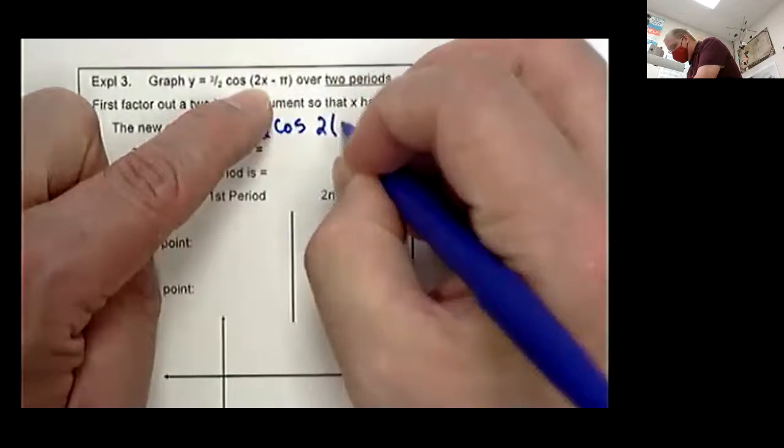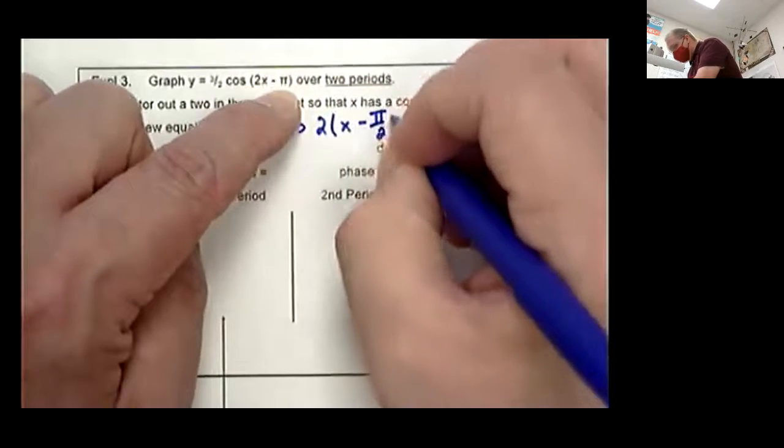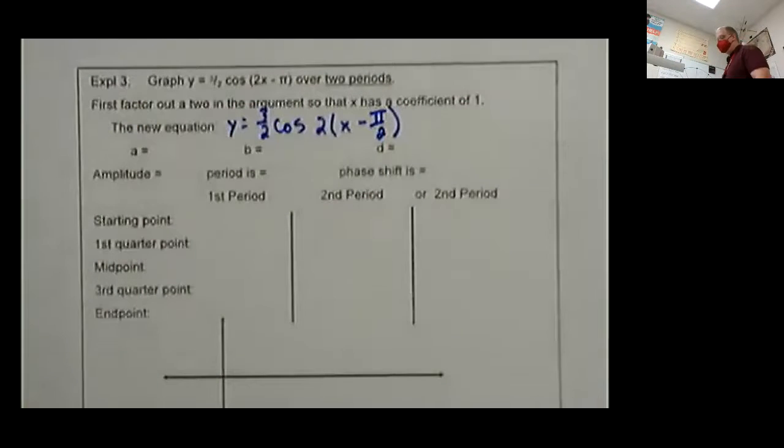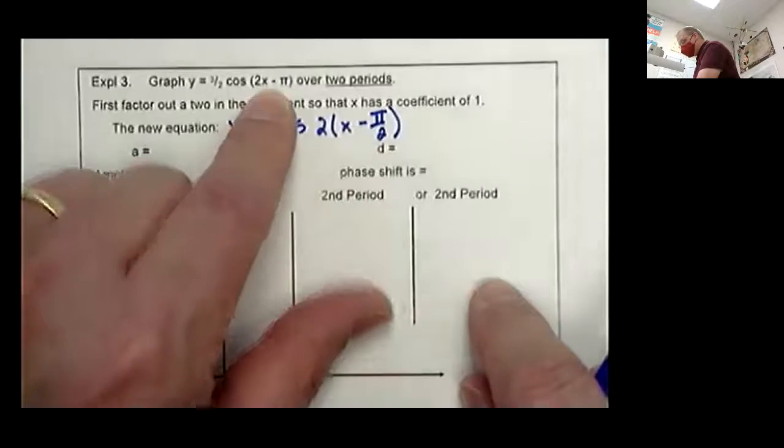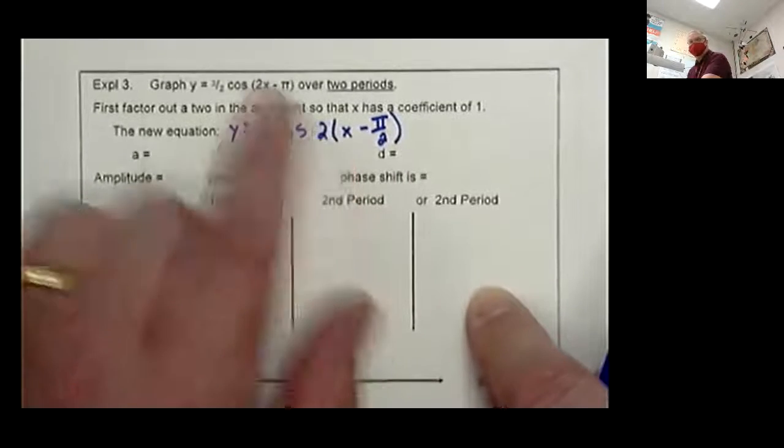To do that, we have to pull a 2 out of the pi, and that's going to leave pi halves as our factor. And the way to check that is to go backwards, use distributive property, and see if that would give us the right parenthesis. 2 times x is 2x. 2 times pi halves would give us pi. So whenever we factor out a number out of something that doesn't have it, we're just going to divide by that same factor.